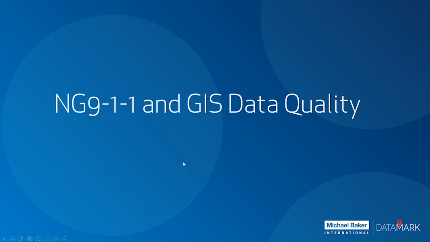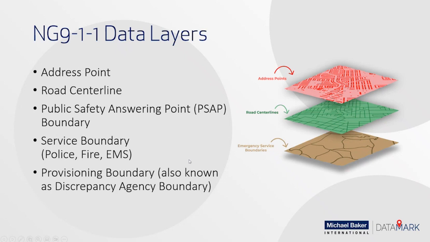Let's talk about NG911 and GIS data quality. We've already briefly talked about the required layers: address points, road centerlines, the PSAP (public safety answering point) boundary, the individual service boundaries for fire, law, and EMS, and the provisioning boundary, which is known in Oklahoma as the discrepancy agency boundary. That's kind of a funny term. So what does that mean? A discrepancy agency is the agency that is responsible for sending and receiving information to the next gen core services provider.